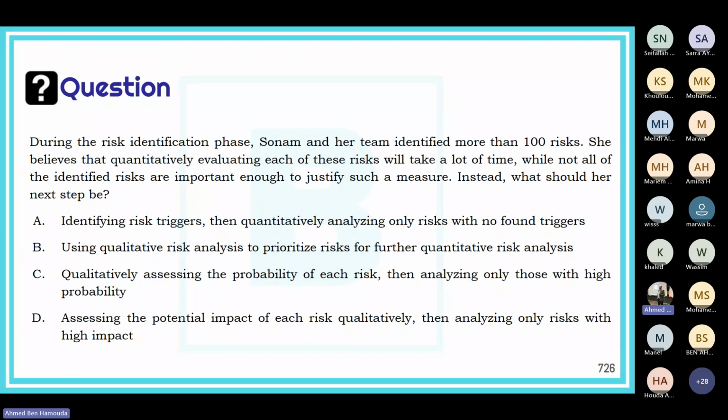Okay, so definitely it's not A. A is a bad answer because she cannot quantitatively analyze risks with no found triggers. If no found triggers, then that's not a risk. And for C and D, she cannot quantitatively analyze risks with high probability only or risks with high impact only. She actually needs to do what I just mentioned, which is described in answer B.